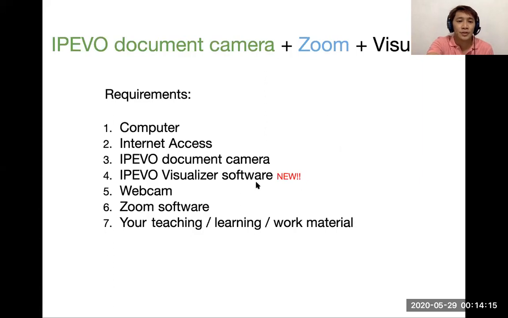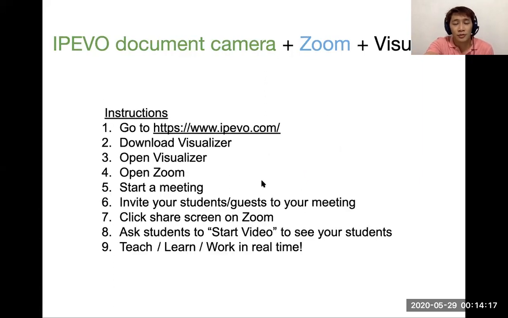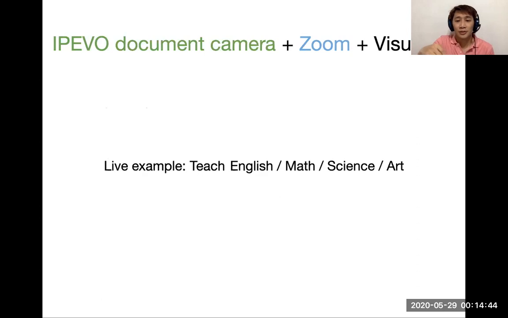Okay, the instructions include: simply go to www.ipevo.com to download visualizer software and open visualizer software, and then you open Zoom, and then you can start a meeting. And then again, the process goes the same. Invite your students or guests to your meeting, and then click share screen on Zoom, and then ask your students or guests to start video so you can see their faces as well. And then teach, learn, and work in real time. Okay. So here's an example.